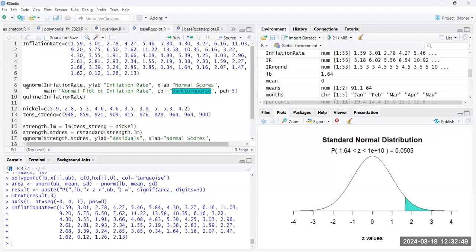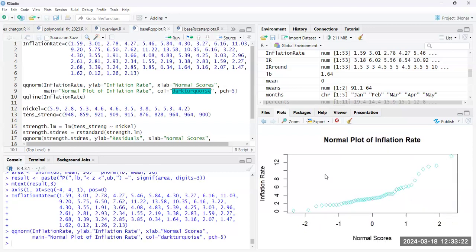So you're going to plot the qqnorm function, which is going to do the point plot part of the qqplot. And then the qqline is going to draw the straight line that the data is supposed to be trying to follow. And so we're going to run that through our graph. And again, I've added labels and axis titles here, and I've chosen PCH equals 5 for my dots.